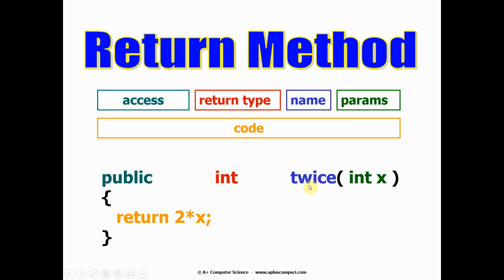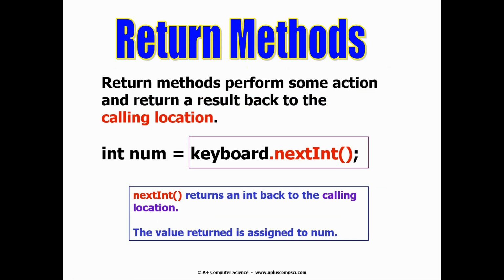So, here's a method called twice. It returns an int, so it produces that as an answer. Like here, if someone called this method and gave an input of 5, for instance, it would return an answer twice as big, or 10. And this is the return type, telling what kind of answer it must produce.